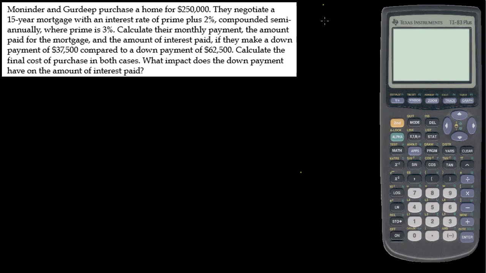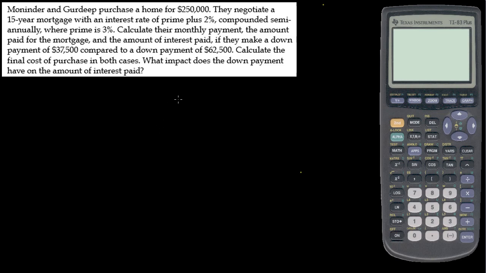One option is to have a down payment of $37,500, and another down payment is to have $62,500. Both of these are going to be at 15 years with a rate of prime plus 2%, where prime is 3. And we want to calculate the monthly payment, the amount paid for the mortgage, interest, and then final costs as well.